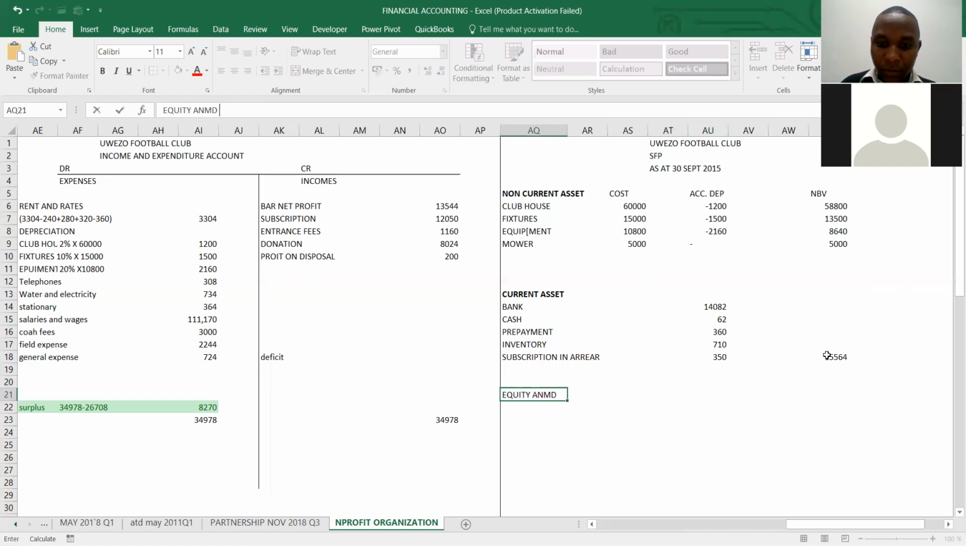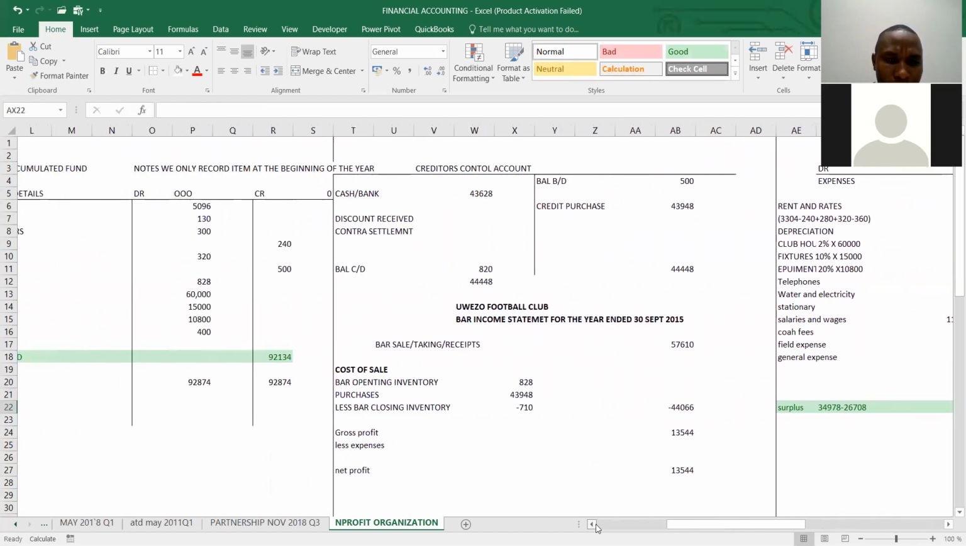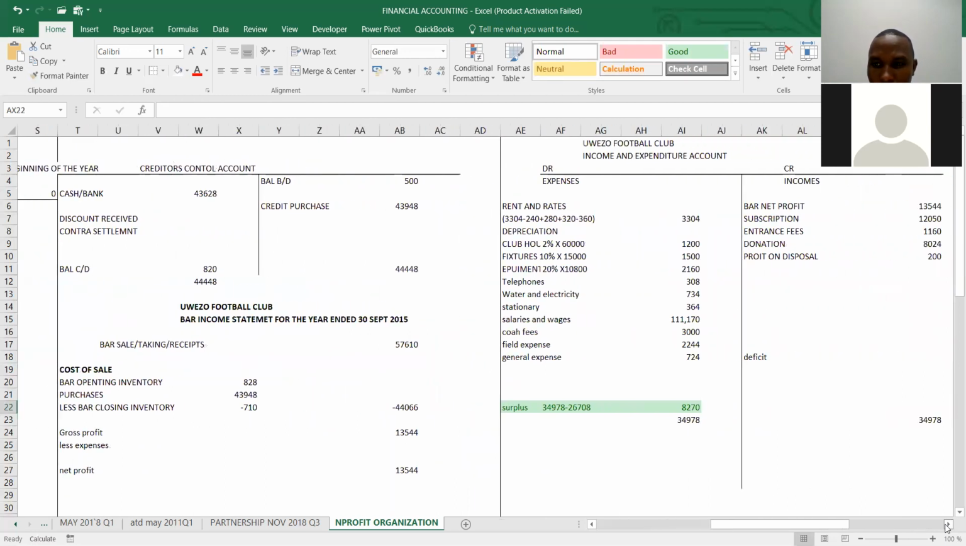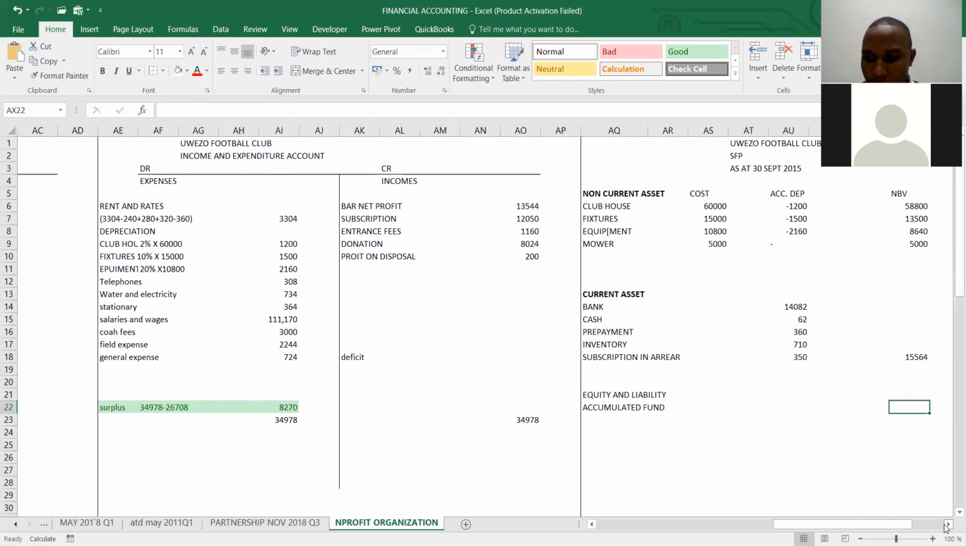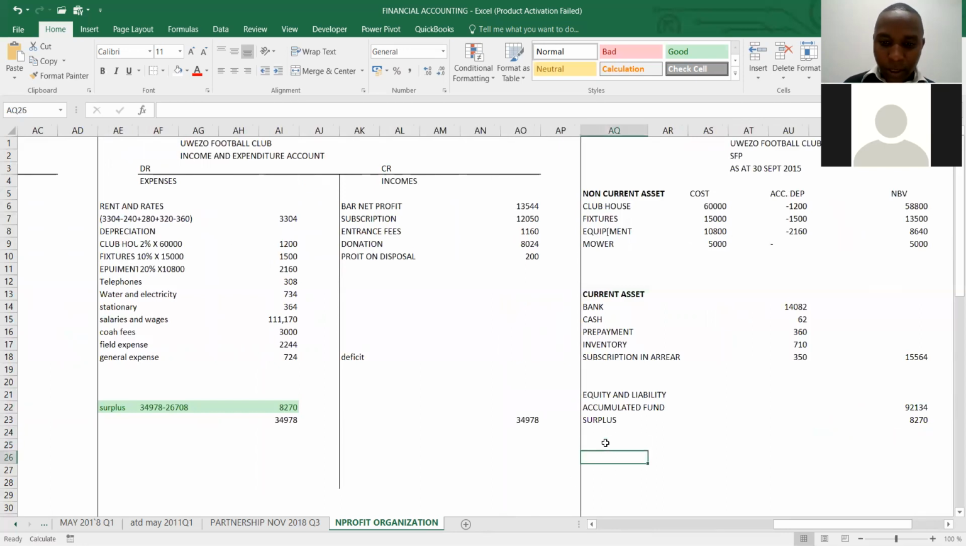equity and liability. So we have accumulated fund, the one we computed earlier on, the one which was in the trial balance. It is 92,134. Then surplus, the one we called from income and expenditure. Ilikuwa ngapi? It is 8,270.